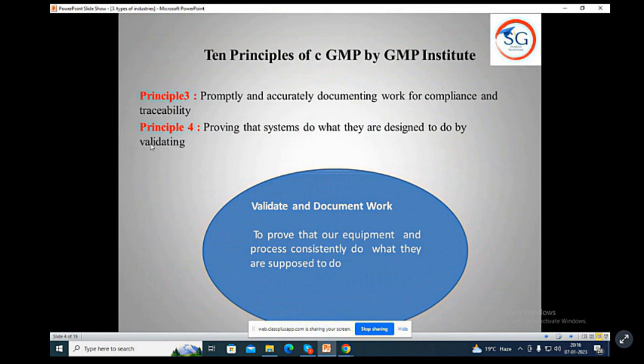This validation concept will be very deeply discussed with you all in two sessions. One is the process validation session and another will be the cleaning validation session. In the forthcoming sessions we will discuss this. So the summary of this is: validate and document the work to prove that equipment is working consistently as it is supposed to. So it should provide a quality product. What the equipment is supposed to do, it should provide a quality output or quality product. So the equipment should be validated and qualified. All this validation and qualification should be documented. This is the third and fourth principle.